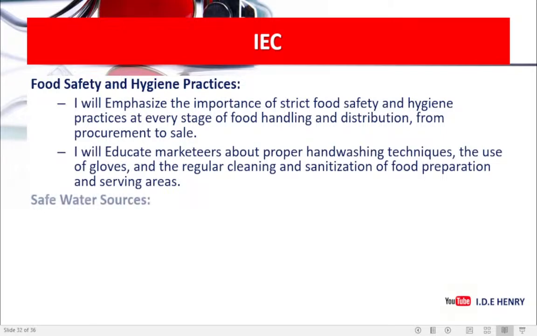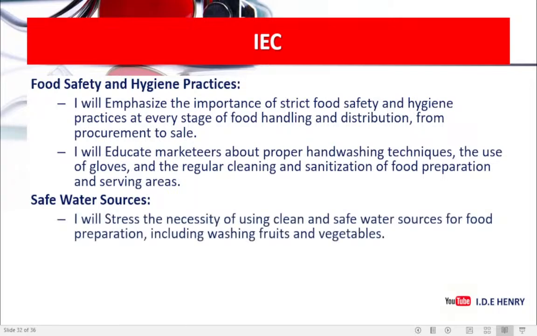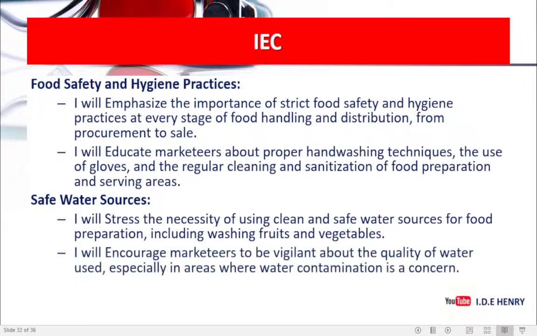To the marketeers. Then the second point is that of safe water sources. I will stress the necessity of using clean and safe water sources for food preparation, including washing fruits and vegetables. To the marketeers. Also, I will encourage marketeers to be vigilant about the quality of water used, especially in areas where water contamination is a concern.